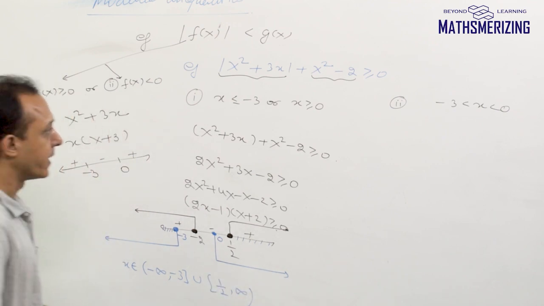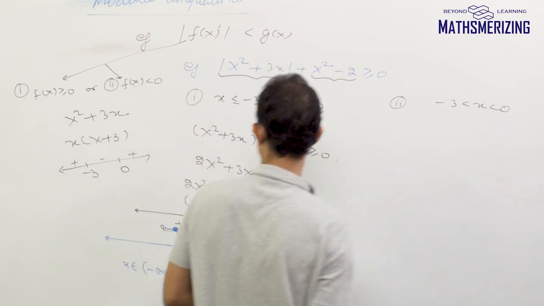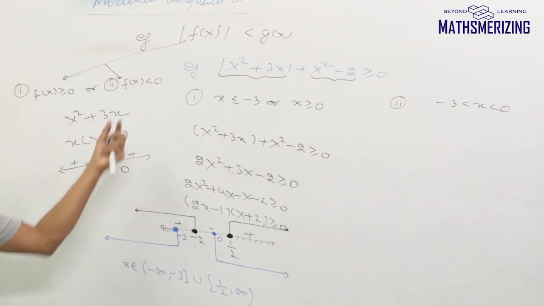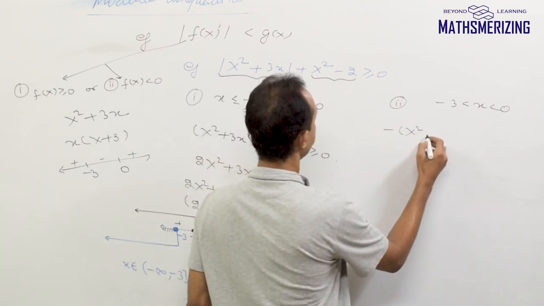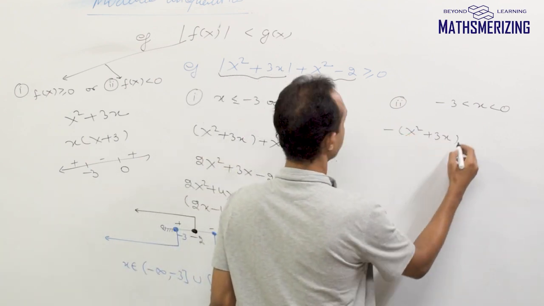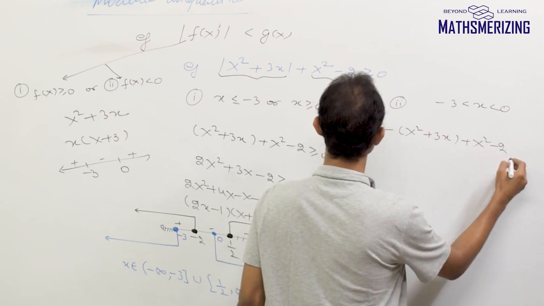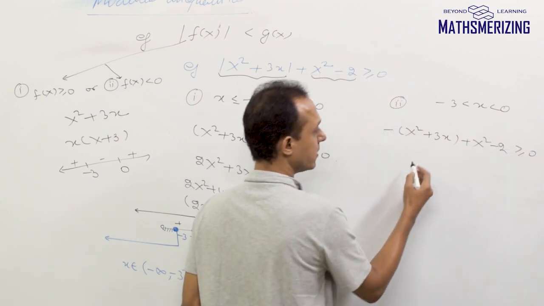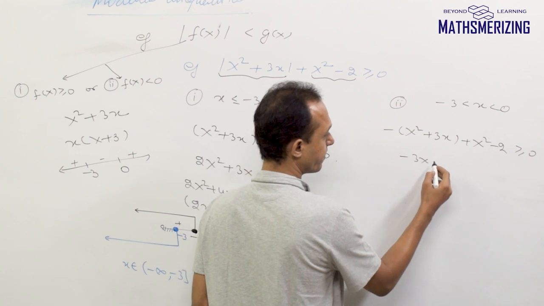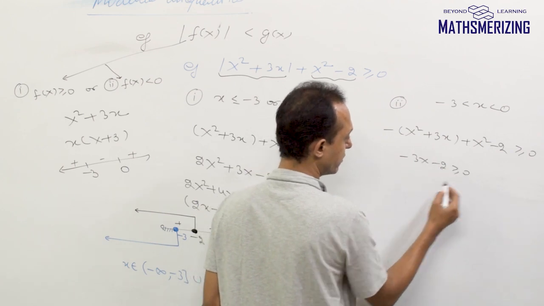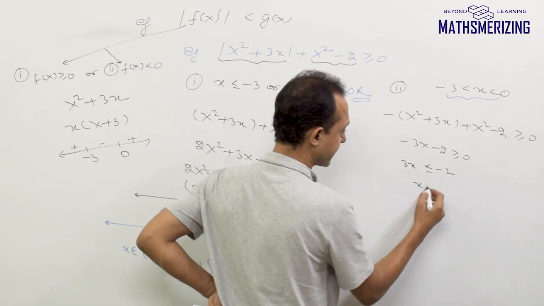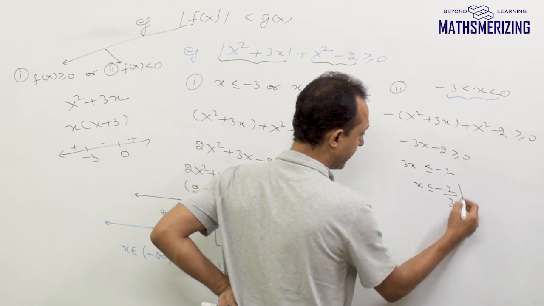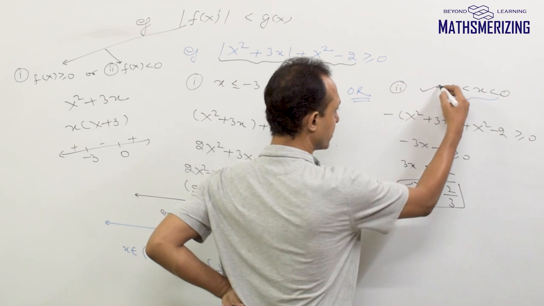Now for the second part, when x lies between minus 3 and 0, in this case this function is negative, so I'll write minus sign. So I'll write minus x square plus 3x plus x square minus 2 is greater than or equal to 0. So I'll get this is minus 3x minus 2 is greater than or equal to 0. So this is 3x is less than or equal to minus 2. x is less than or equal to minus 2 by 3. Now I need to take the intersection of these two conditions.